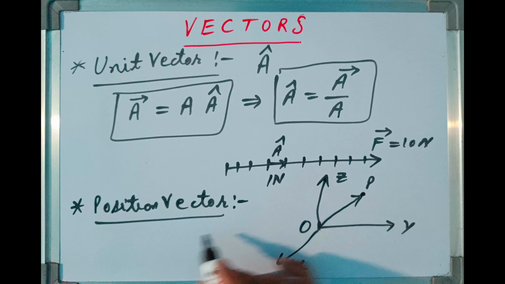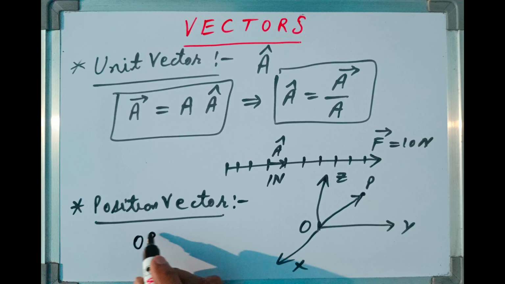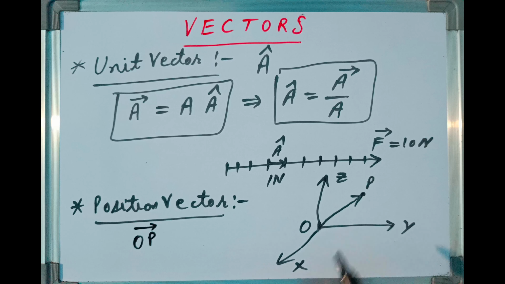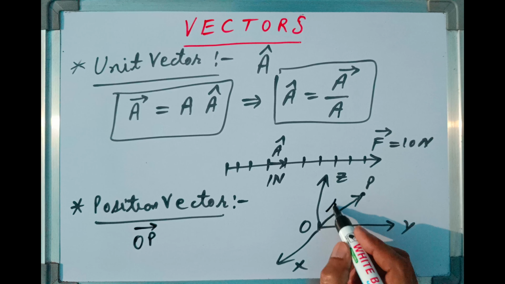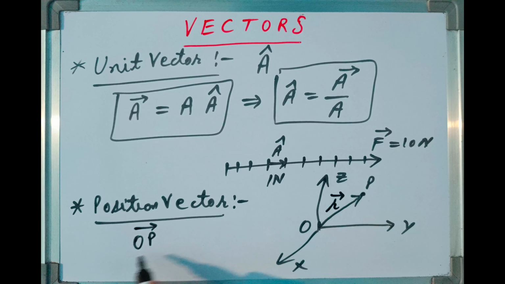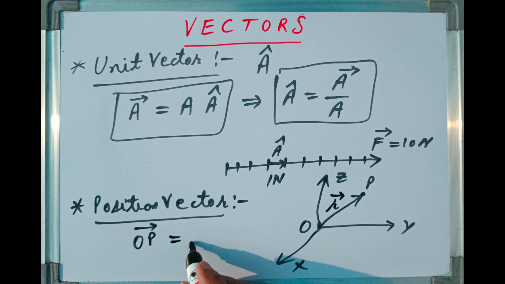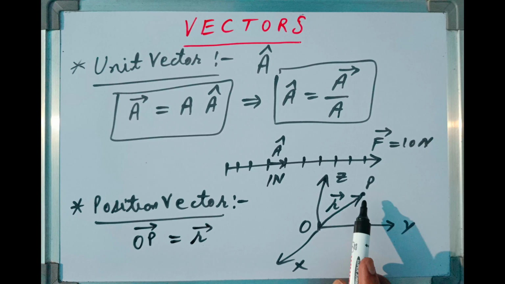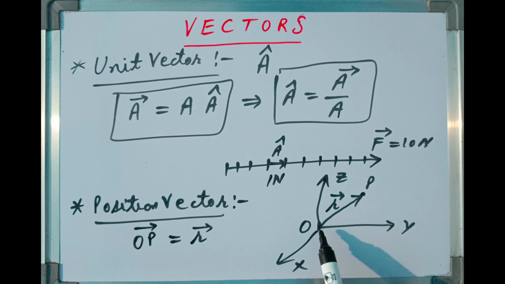So position vector is OP vector. In general, we represent position vector as small r vector. So we can write OP vector or r vector. This is the definition of position vector. So I can say position vector of a point is the vector joining the origin to the point of observation. This is called a position vector.